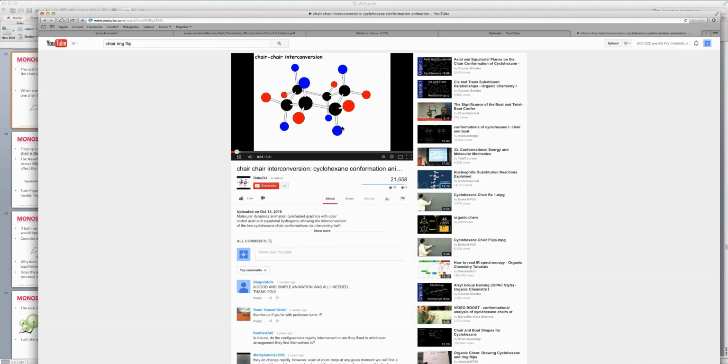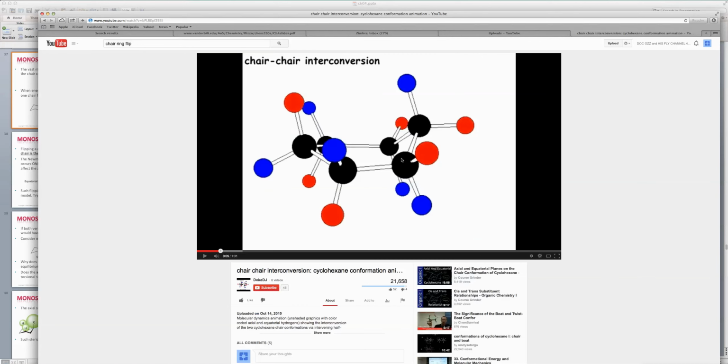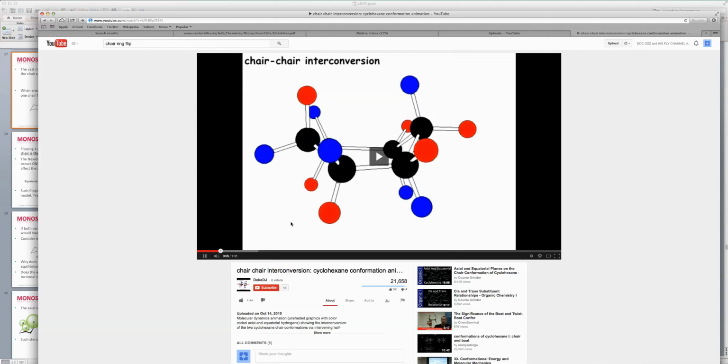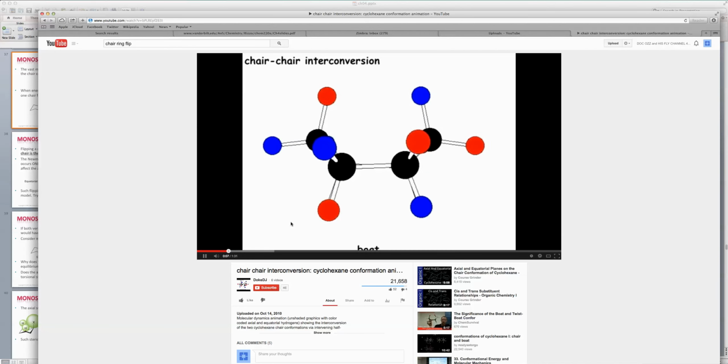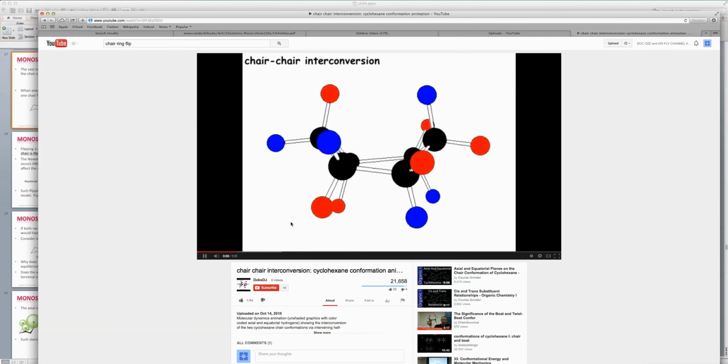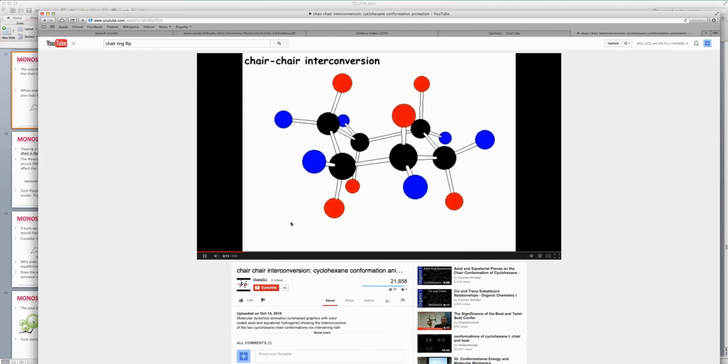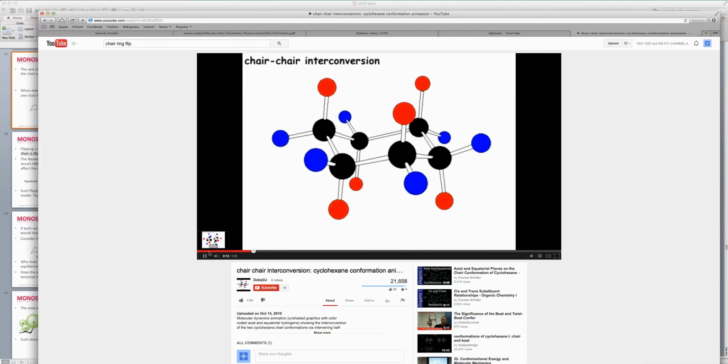And so in the ring flip, first of all, we're going to get the half chair conformation, as we do right here. Make this a little bigger. If we continue, we're going to get the boat conformation, then a twist boat, and then finally the chair flip. I want you to notice very carefully what just happened.